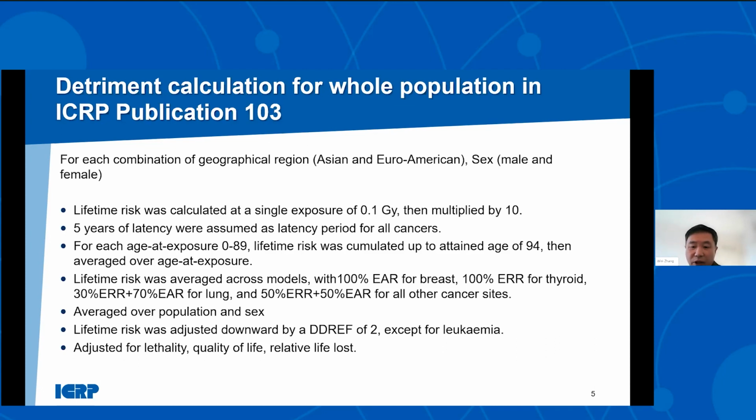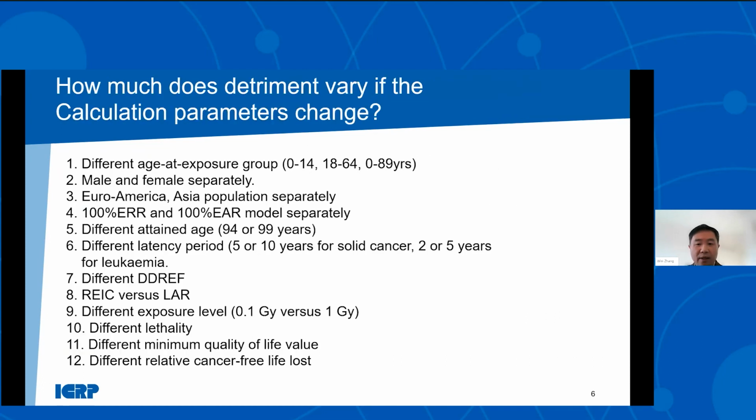This is how the calculations were performed in publication 103. The results are simple to use for the purpose of radiation protection. However, some details were smoothed out. The question now is, how much does detriment vary if the calculation parameters change?